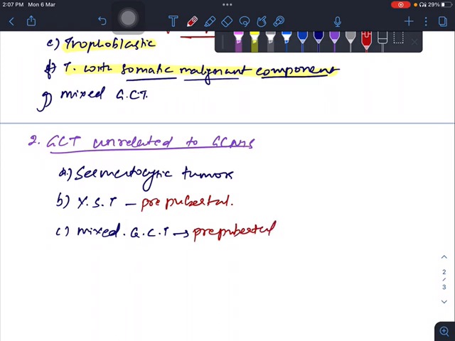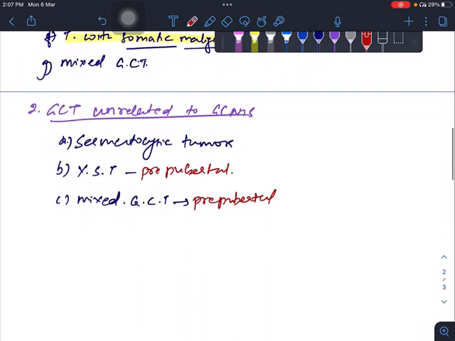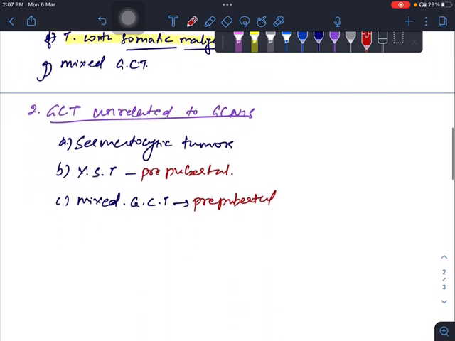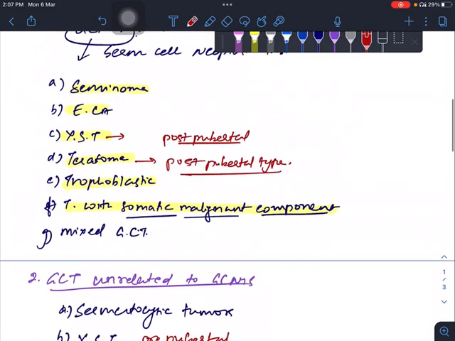Once we start discussing the treatment of the testicular cancers, then you will know the prognostic significance of this pre-pubertal and post-pubertal time. Till that time, stick to this classification. In the coming videos, we can speak about the treatment of the testicular carcinoma. So these are the germ cell tumors.